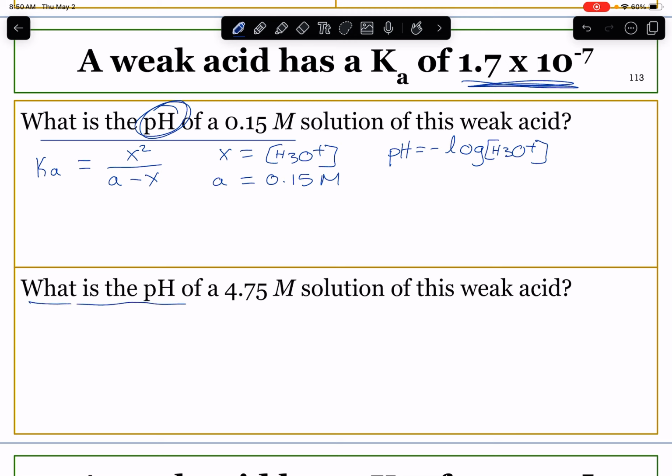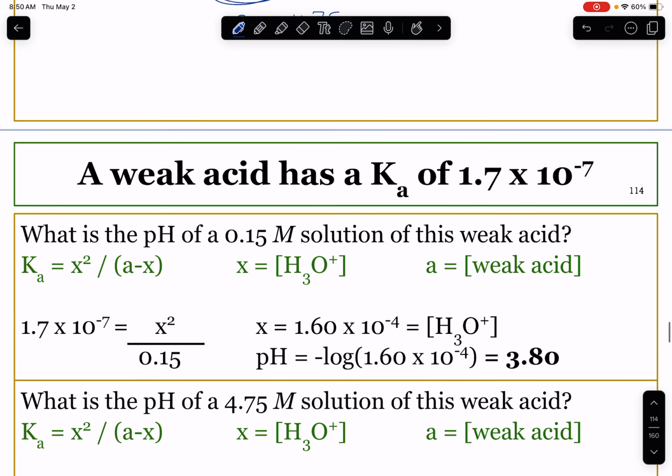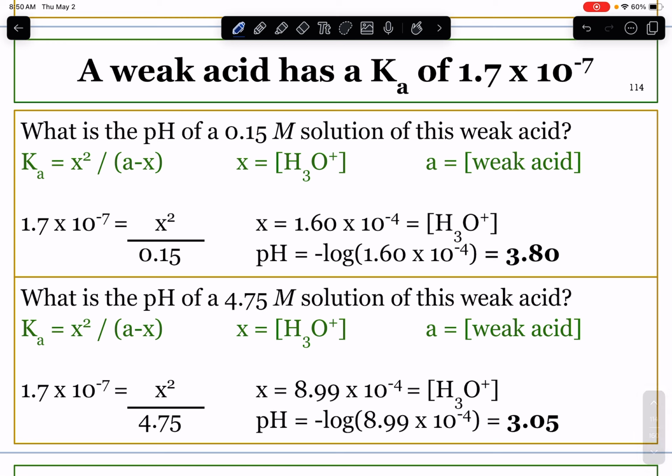Then, what if you have a solution? What is the pH of the solution if you have a 4.75 molarity solution? So it's the same weak acid, but we just have a much stronger concentration. Exchange the A now for 4.75, and everything else is the same. All right, so here are the answers. For the original solution of 0.15, we have a pH of 3.8, but when the concentration is much higher, at 4.75 molarity, then the pH is a little bit more acidic at 3.05.